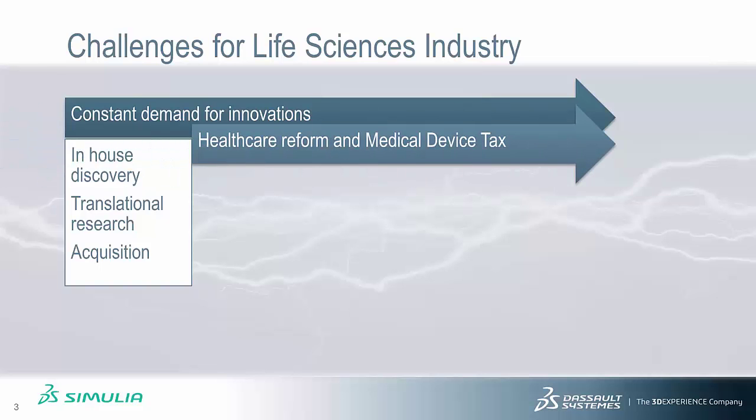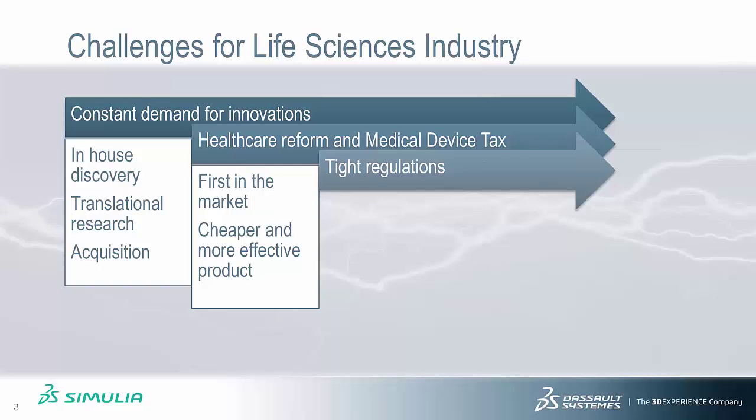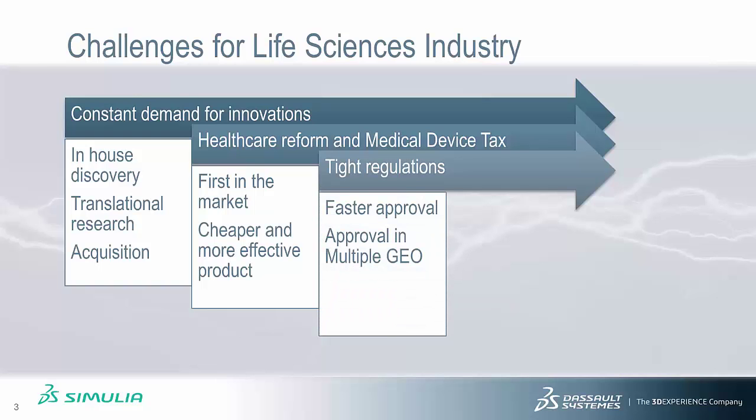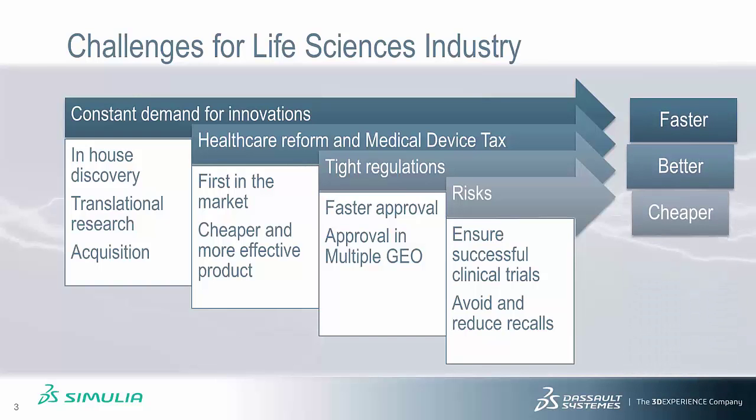With the pressure from competition and the latest healthcare reform, companies are under pressure to be first in the market with new devices to benefit from bigger margins, and to continuously reduce the cost of devices while striving to increase device performance. As a tightly regulated industry, faster approval from multiple geographic regions allows the companies to take advantage of the global market. To ensure successful clinical trials and reduce costly recalls, companies need to mitigate these risks during the entire life cycle of the product. All these industry challenges demand shorter time to market, more competitive products, and lower product costs.